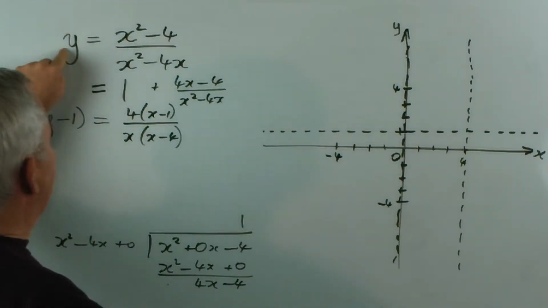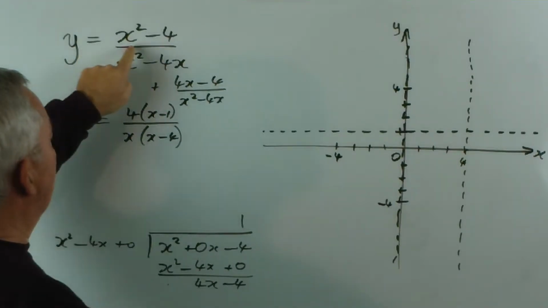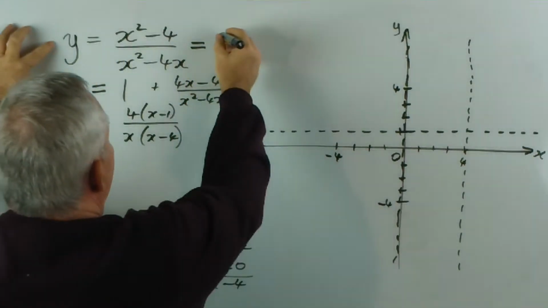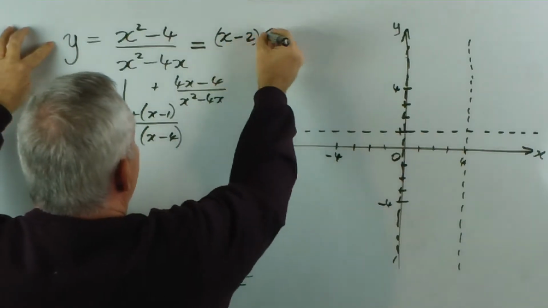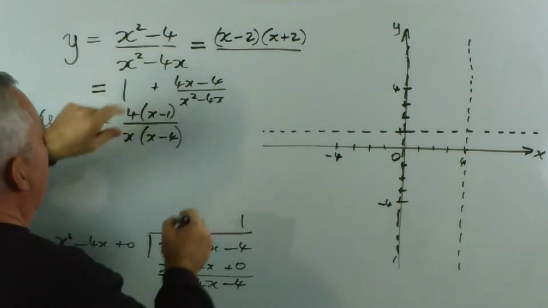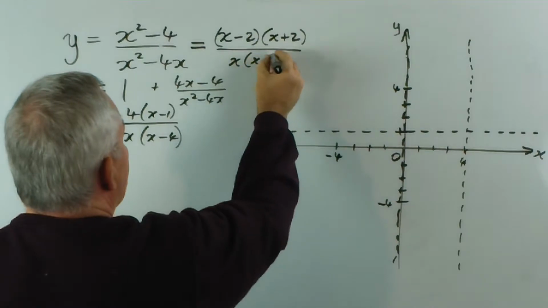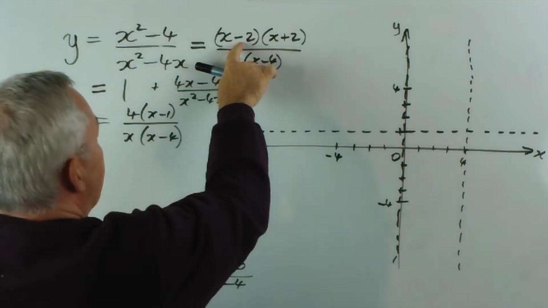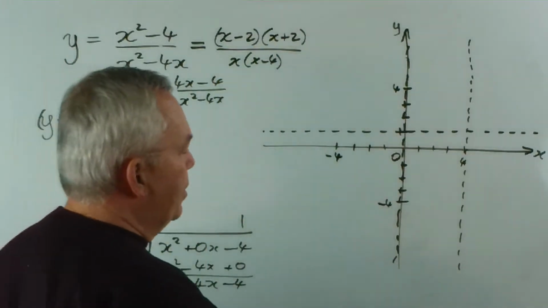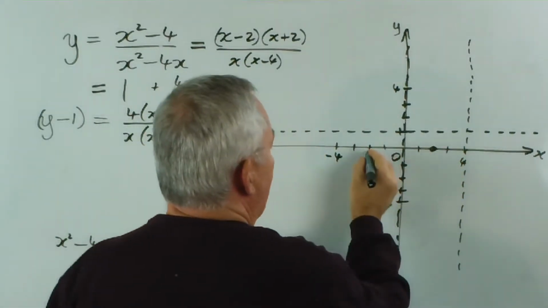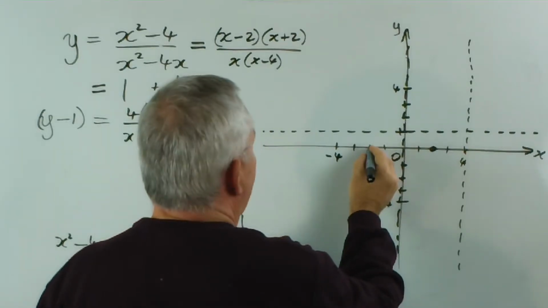What if y was 0? Is there any x value that would give us a y value of 0? Well, in fact, there are two. If we looked at this first expression, this is x minus 2 times x plus 2, isn't it? Difference between squares over x times x minus 4. So in this form, it's telling us that when x is worth 2, y will be worth 0. When x is minus 2, y will be worth 0. So when x is 2, y will be worth 0. Minus 2, 0.